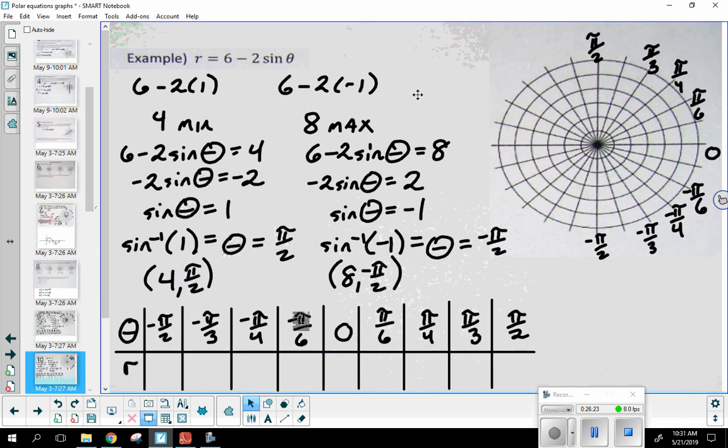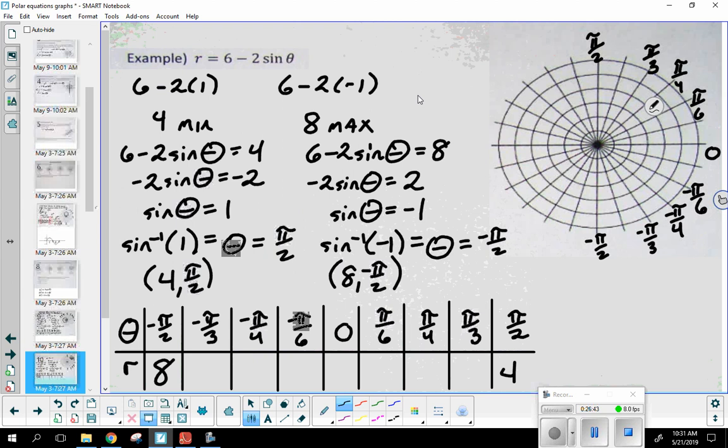So now I'm going to take that, and it's time to fill in my table. These values, we know that at pi over 2, I should have a 4. Negative pi over 2, we have the 8. And now we just need to go all the way through. I need 6 minus 2 sine of negative pi over 3. Let's round to 1 decimal place.